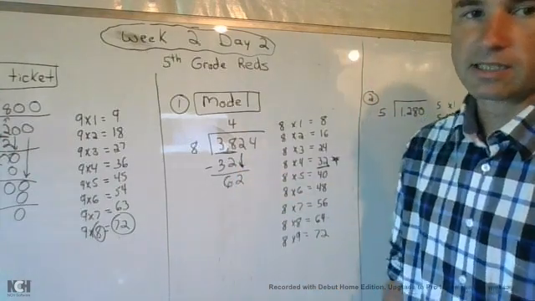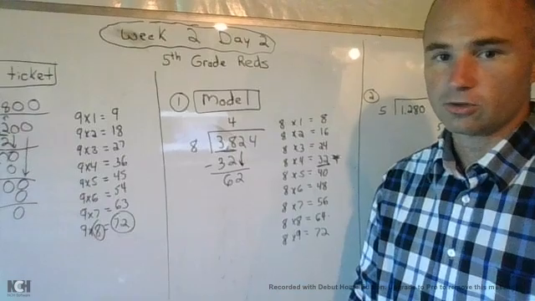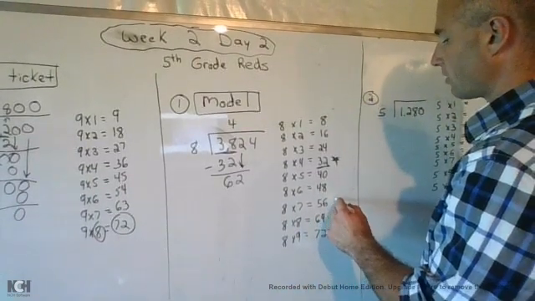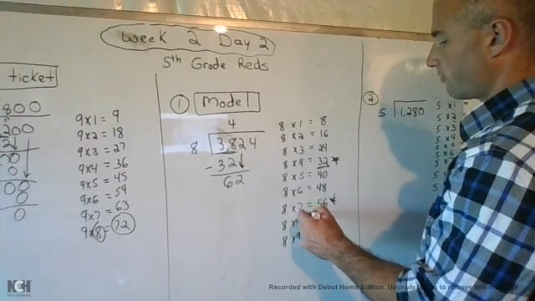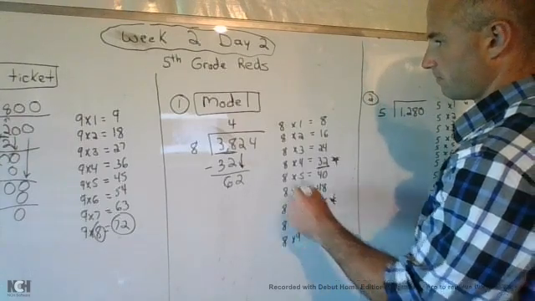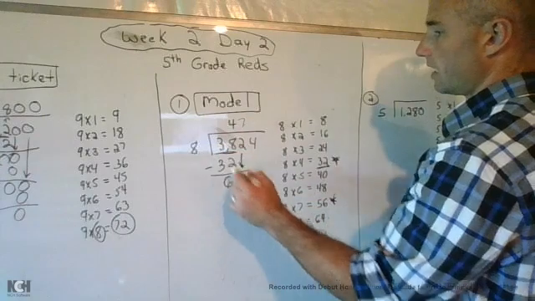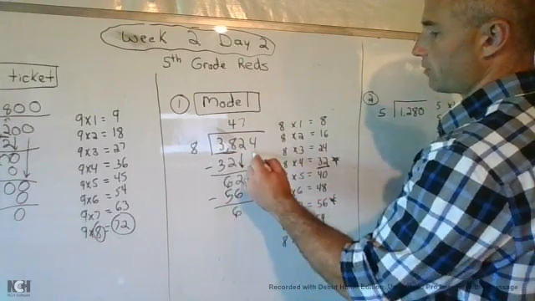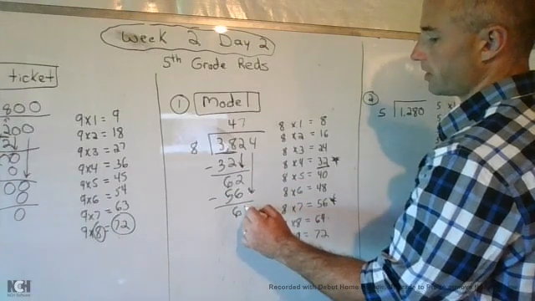Now I'm asking myself how many 8s go into 62. Well, closest I can get to without going over is 56. Therefore, 7 of them. 7 times 8 equals 56. I subtract to get 6. I bring down the 4 from the ones place.